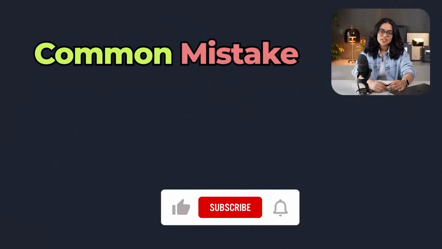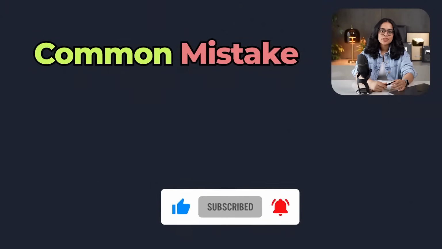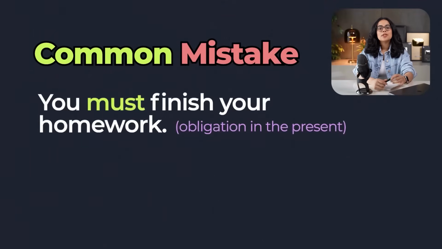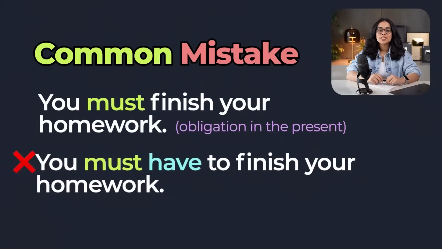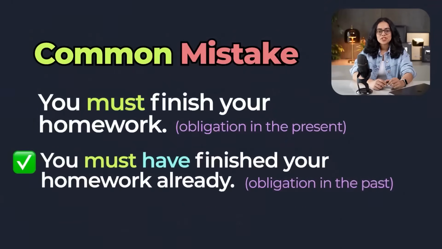Now here's a common mistake people make when they use must for obligation. Take a look at the first sentence. You must finish your homework. It's an obligation in the present. But if you say "you must have finished your homework" for the present obligation, it is wrong. We do not use have in the present. The correct sentence would be "you must have finished your homework already." Now, this is a correct past conclusion. So a lot of people make this mistake when they say must have finished. They use the verb followed by have in the first form.